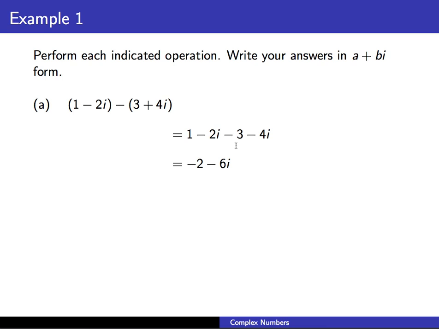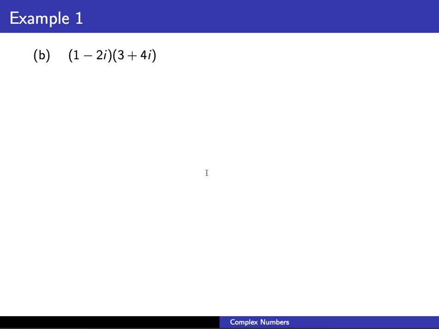In this case, combine the real numbers. 1 minus 3 is negative 2. And then the imaginary numbers, negative 2i minus 4i is negative 6i. And here's our answer. Part B, multiplication.